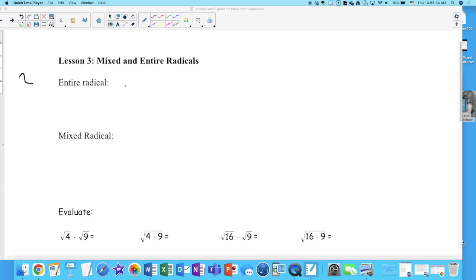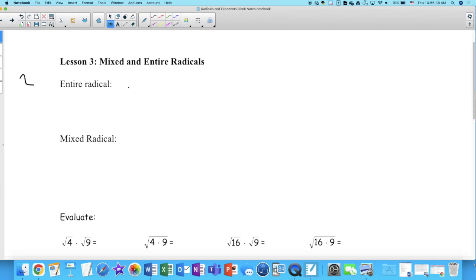Today we're going to talk about entire and mixed radicals. And I'm going to start out by defining what those terms mean. And then we'll talk about the relationship between the two of them. Okay? So an entire radical is basically everything that you've seen so far.